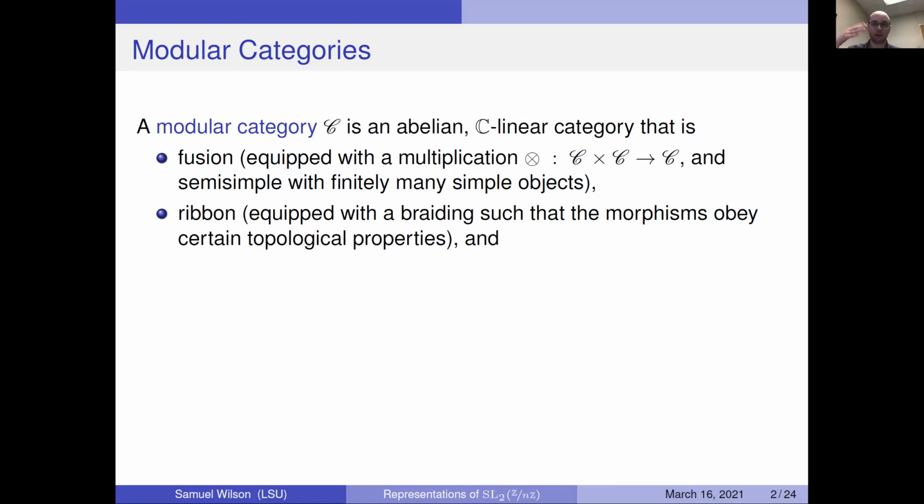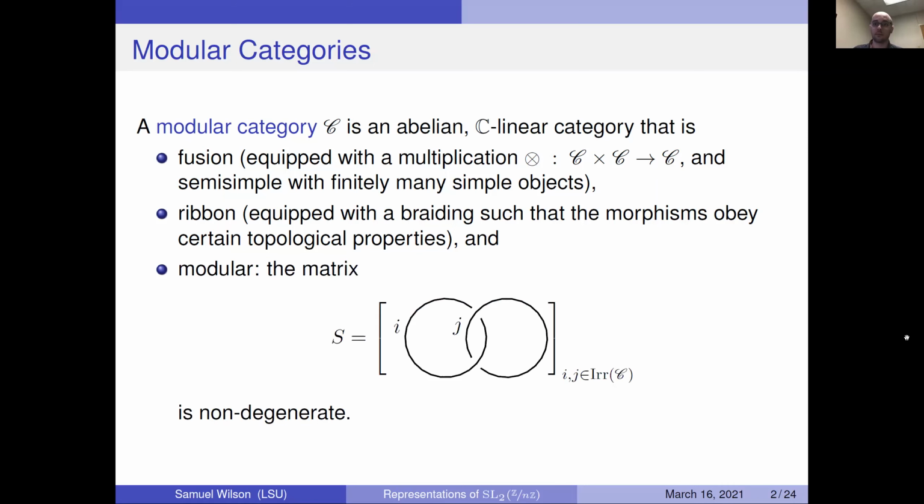So again, our objects are acting as the particles in a quantum system, and the morphisms act as those particles moving around and twisting around each other and things like that. And finally, we call it a modular category if we define this matrix called the S matrix, which is formed of this Hopf link kind of morphism. And if the matrix we get from that is non-degenerate, then we call the category modular, for a reason I'll explain in a few minutes.